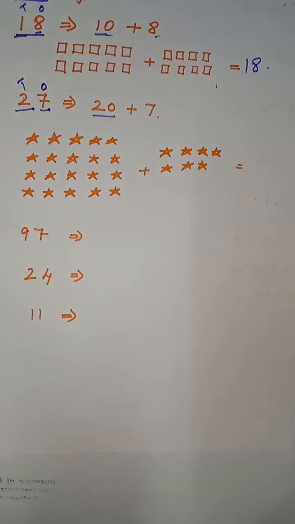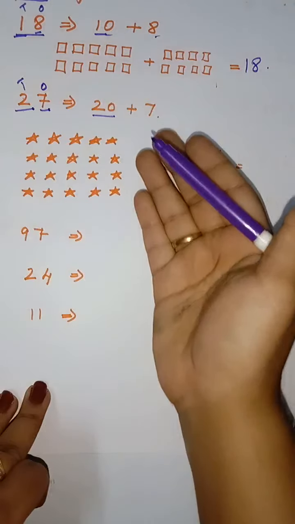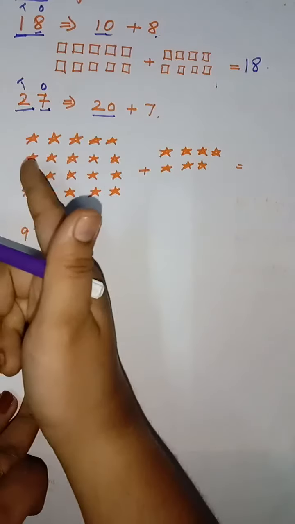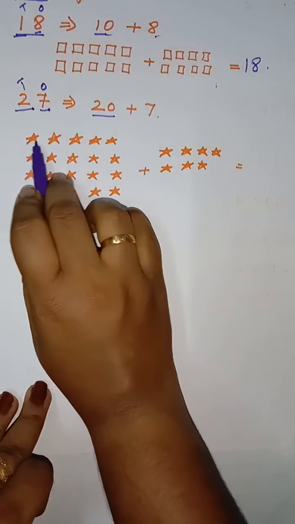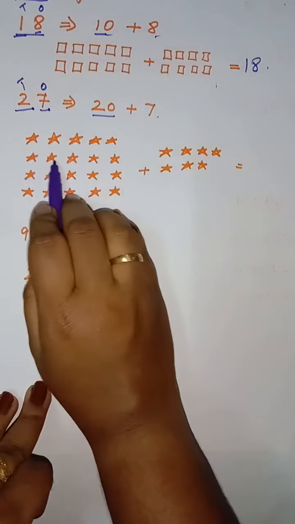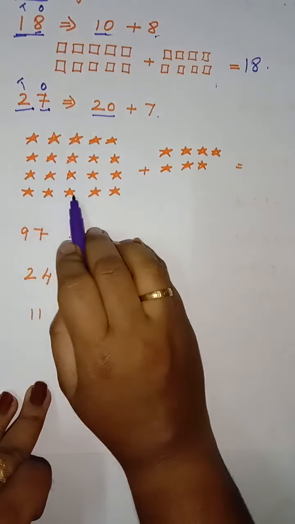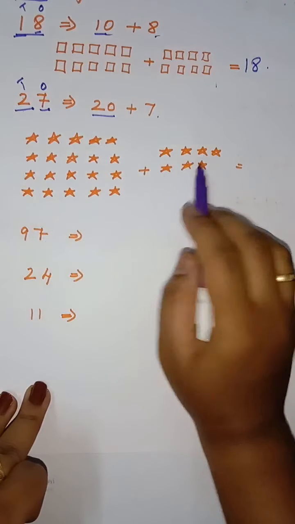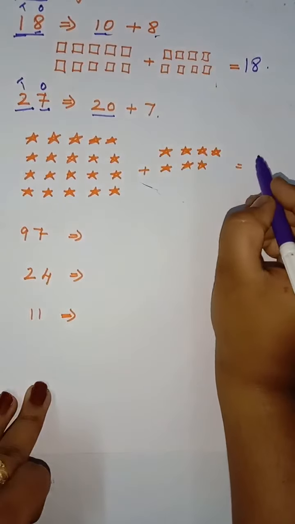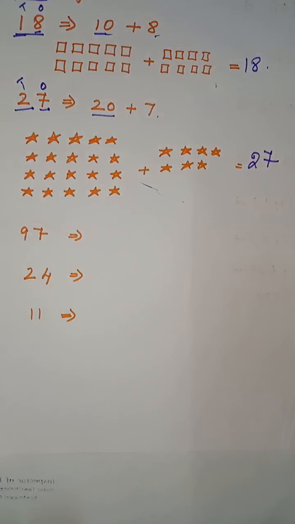Clear? As we learned in lower classes, I have drawn 20 stars for 20 and 7 stars for 7. Using the counting method we count 1, 2, 3, up to 27. So here we can write it as 27. Clear? In this way also we can learn.